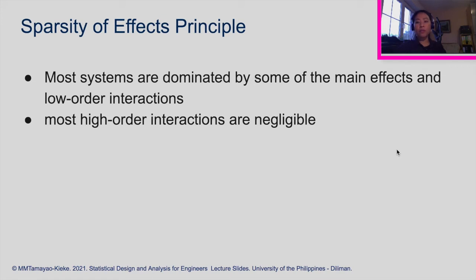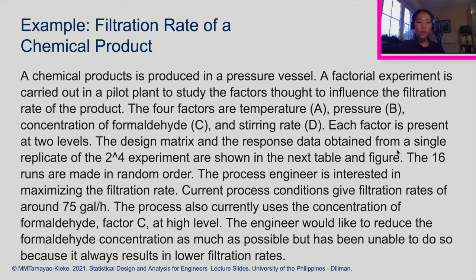Now we have what we call the sparsity of effects principle. It basically states that most systems are dominated by some of the main effects and low order interactions, and that most high order interactions are negligible. So we will make use of that later on.